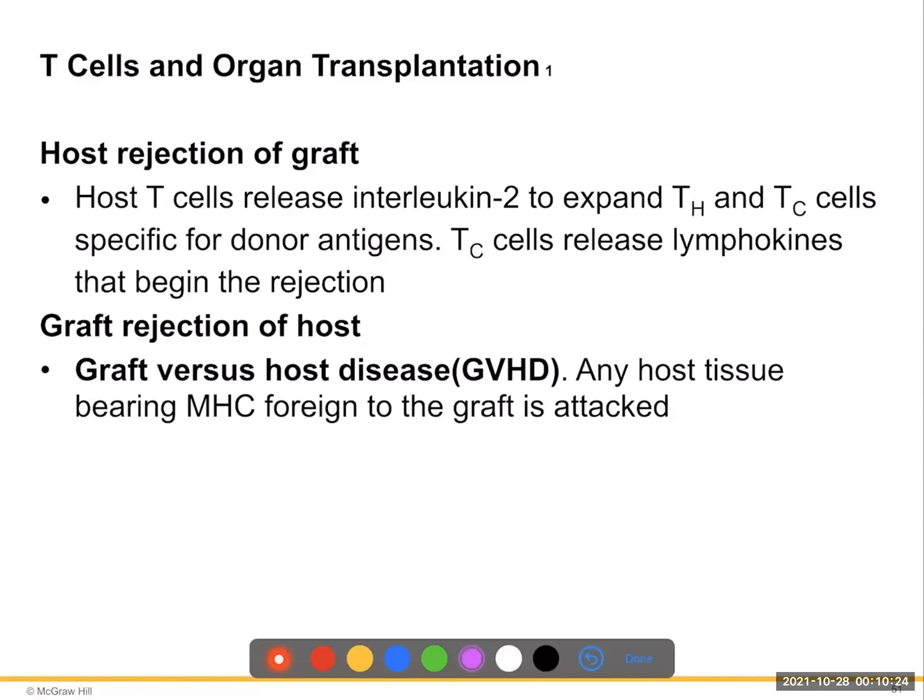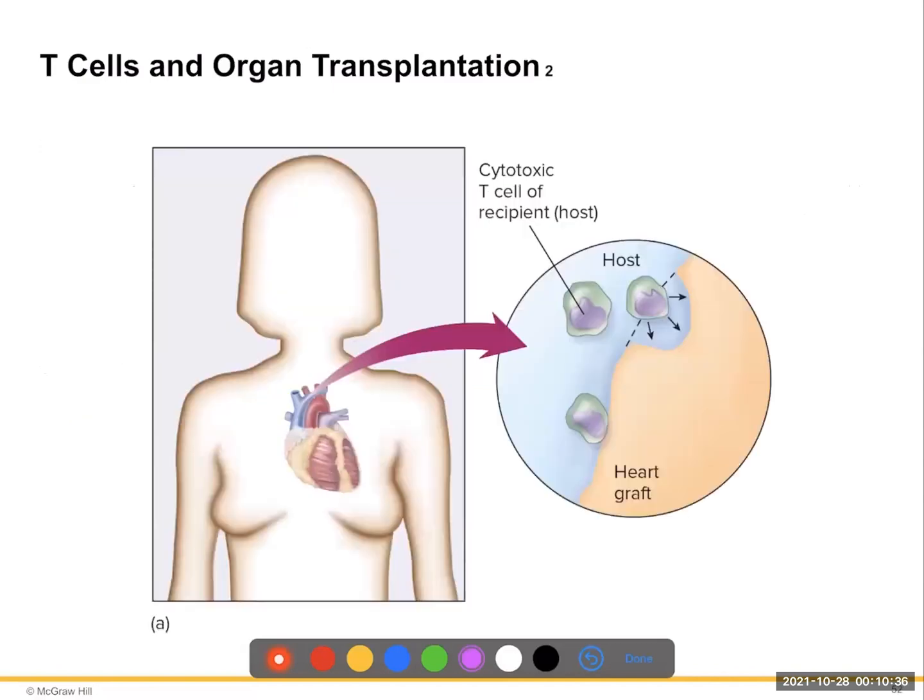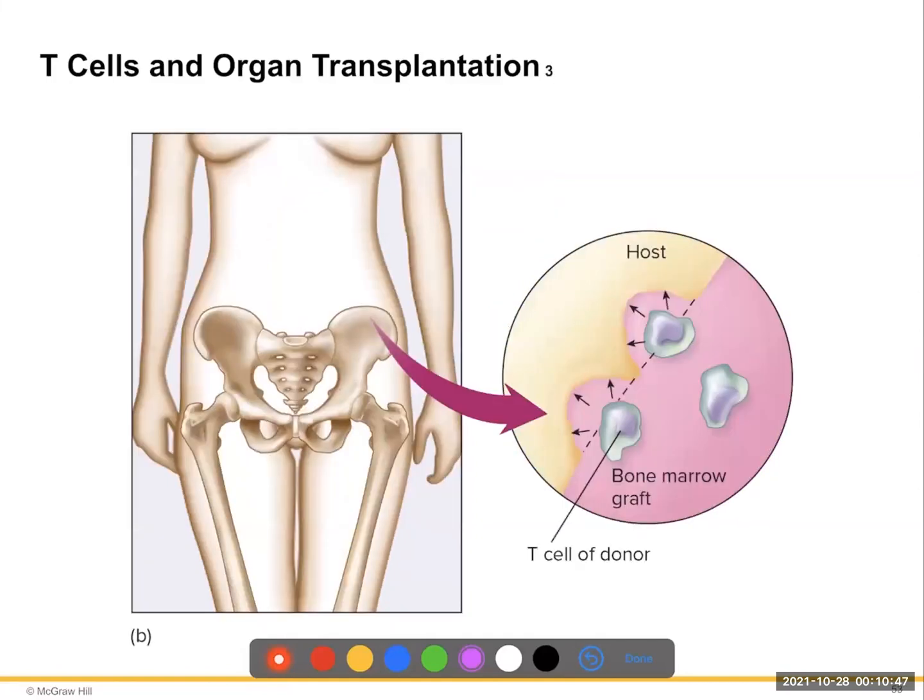In graft rejection, any host tissue bearing MHC foreign to the graft is attacked. Anything recognized as an allergen that's foreign, recognized as non-self, is going to be attacked and destroyed. Again, the cytotoxic T cells start to destroy the heart graft or whatever graft was put in, if they find it foreign. Same with the bone cells. They'll start to destroy the host bone cells.